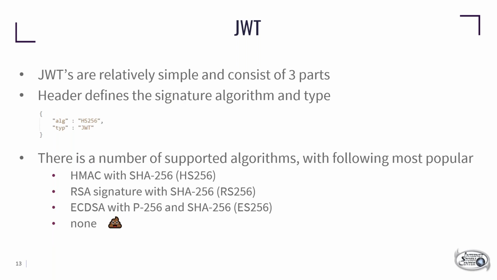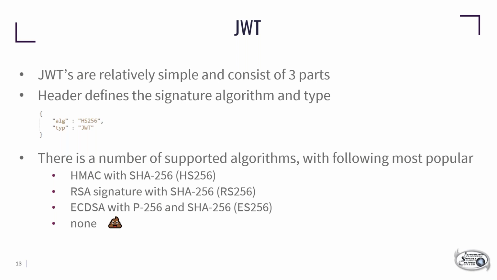JSON Web Tokens are relatively simple, and they consist of three important parts. At the beginning of our JSON Web Token, we have a header, and the header will typically define the signature algorithm and the type. The type here will be JWT. This is what we will be using. For the signature, there are a number of different algorithms that are supported, literally like 24 of them, but with the majority of applications that I've been testing so far, and I think that those of you who do the same thing will agree with me, typically we see one of these three which are shown on the slide.